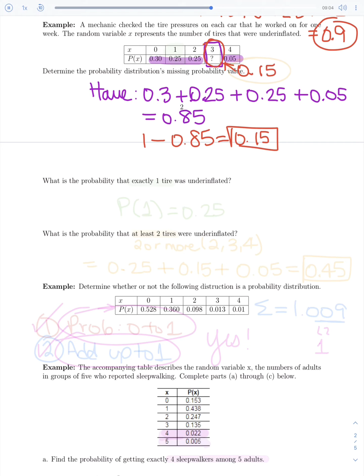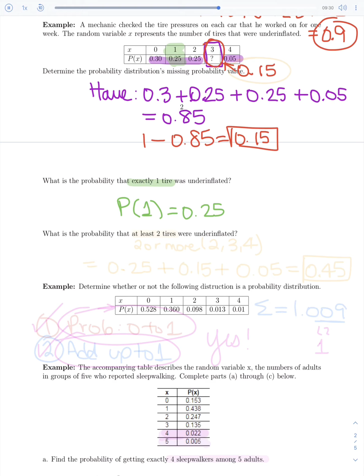Now that my chart, my probability distribution table is filled in, now I can answer some questions. What is the probability that exactly one tire was underinflated? Well, that can be read right off the table. Well, the probability of having only one tire underinflated was 0.25.